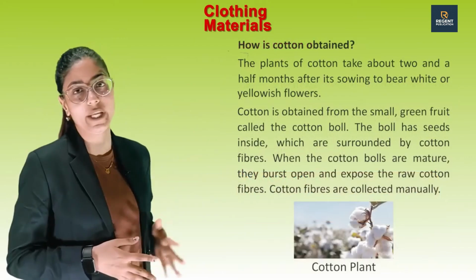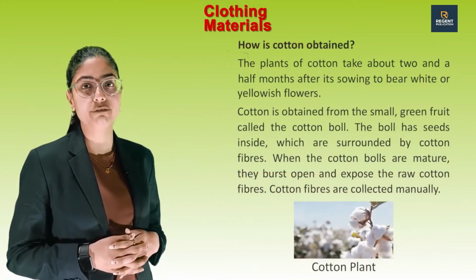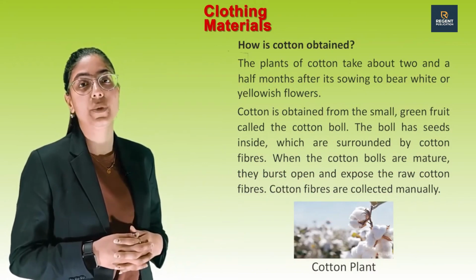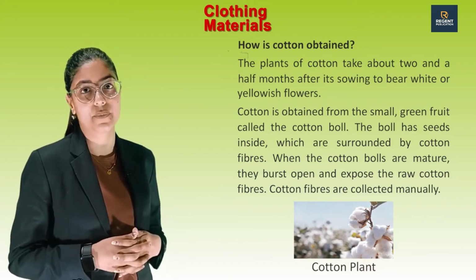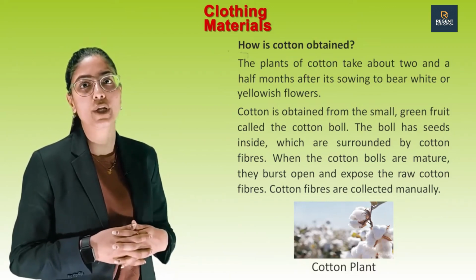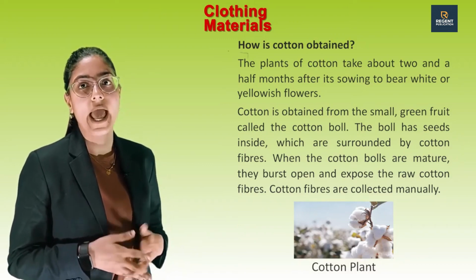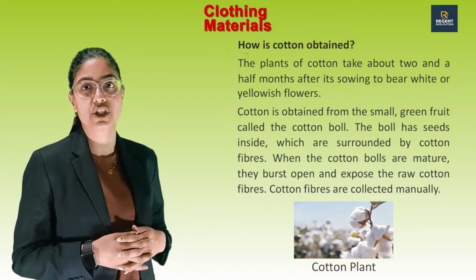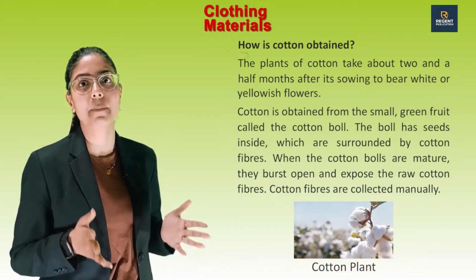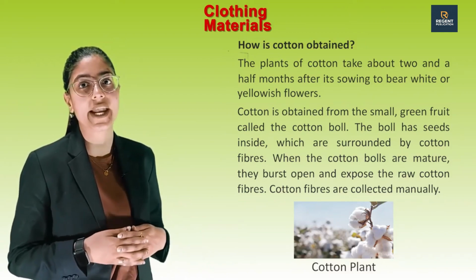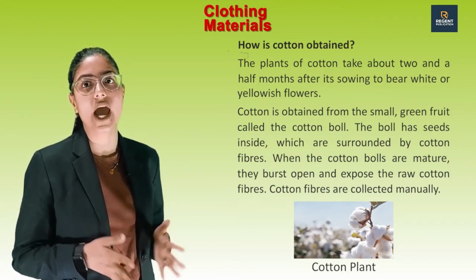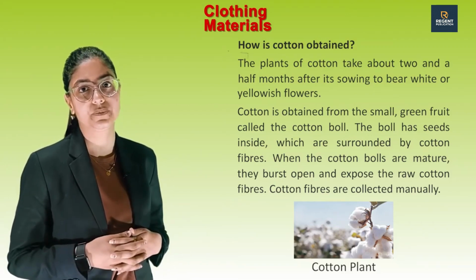How is cotton obtained? The cotton plant takes about 2.5 months after its sowing to bear white or yellowish flowers. Cotton is obtained from the small green fruit called cotton boll. The cotton boll has seeds inside, which are surrounded by cotton fibers. When cotton bolls are mature, they burst open and expose the raw cotton fibers. Cotton fibers are collected manually.